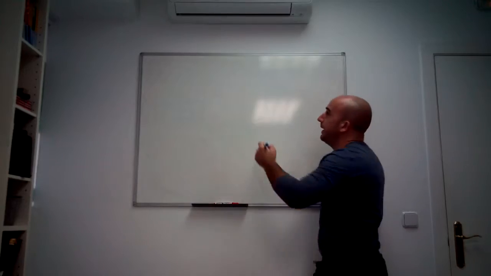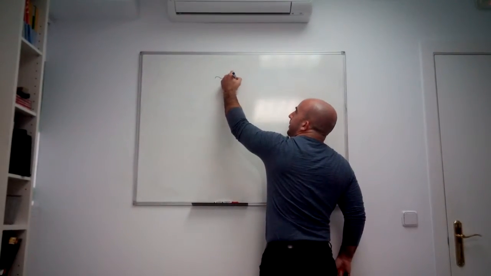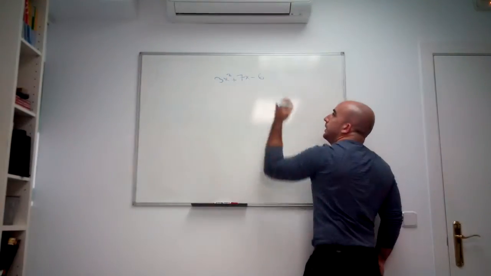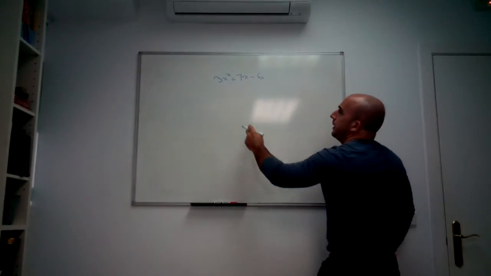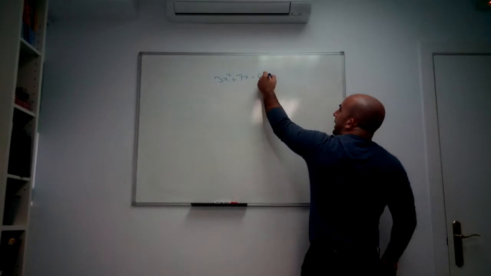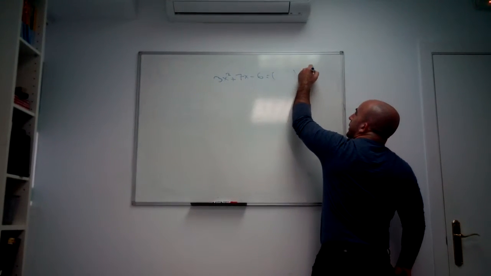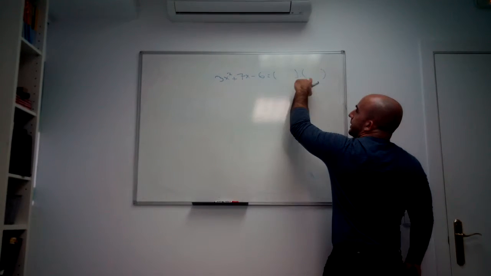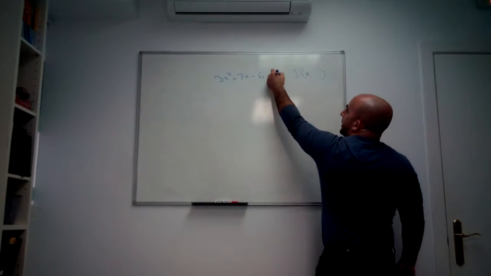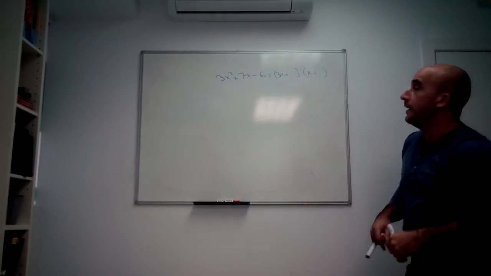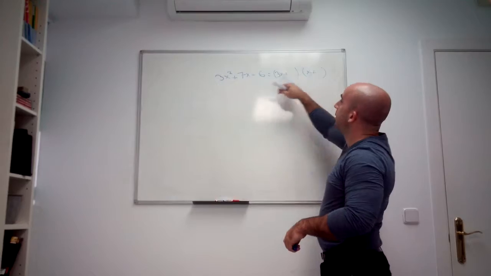Now we have 3x squared plus 7x minus 6. What's the difficulty here? We have 3x squared, okay? We don't have x squared. So that means that when we solve that, when we factorize that, it cannot be x and x. One has to be an x and the other one has to be a 3x. Okay? Because that would give 3x squared.